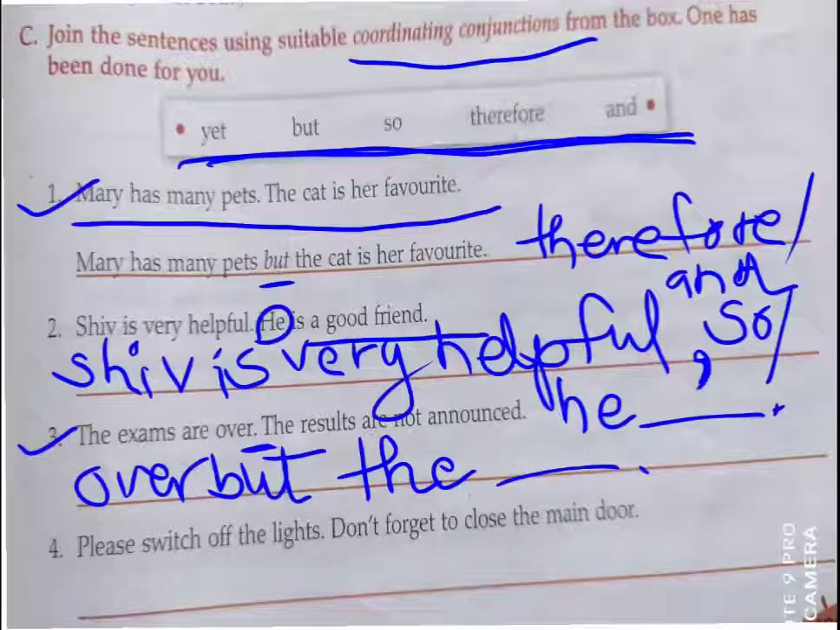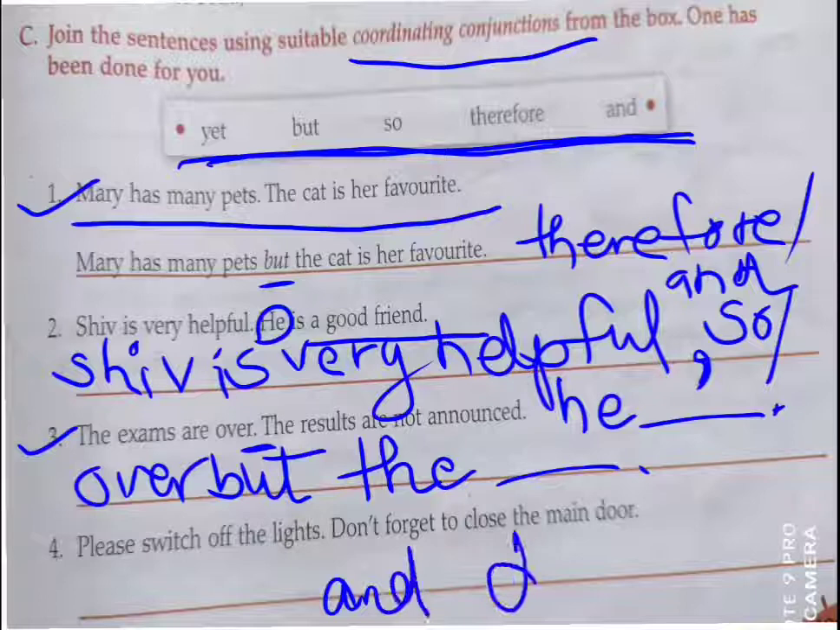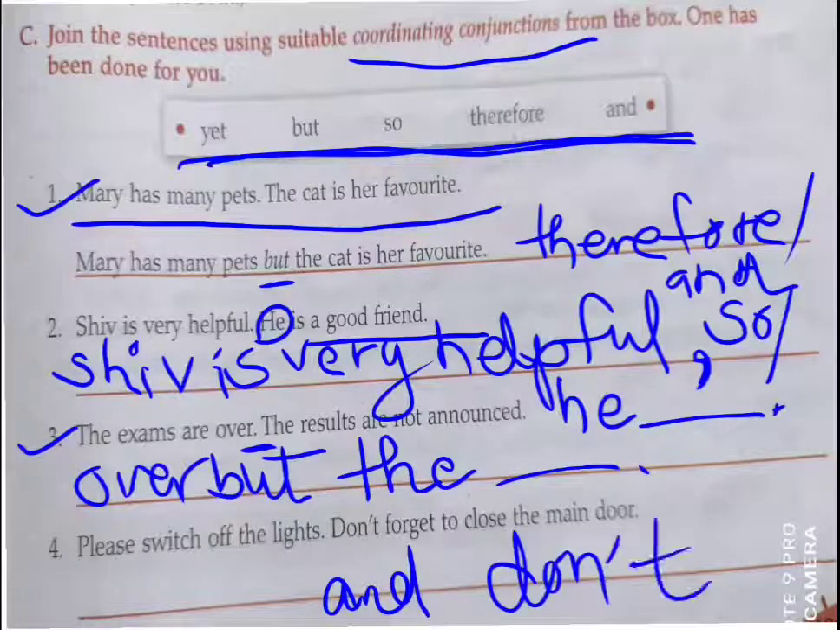Please switch off the lights. Don't forget to close the main door. Please switch off the lights, and don't, D small. And after the completed sentence, you have to put a full stop. Please switch off the lights and don't forget to close the main door.